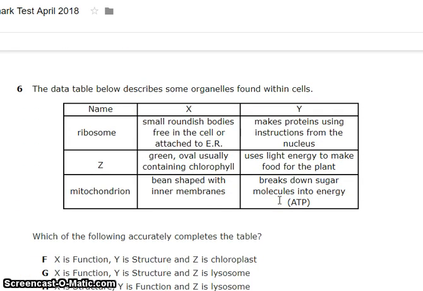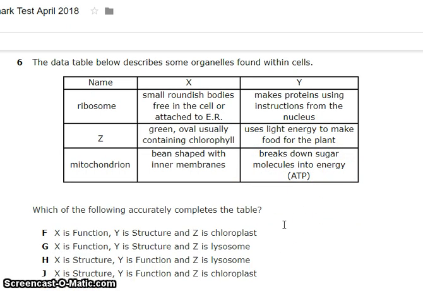Number 6. The data table below describes some organelles found within cells. Names: ribosome, Z, mitochondrion. X: small roundish bodies free in the cell or attached to the ER; green, oval, usually containing chlorophyll; bean-shaped with inner membranes. Y: makes proteins using instructions from the nucleus; uses light energy to make food for the plant; breaks down sugar molecules into energy. Which of the following accurately completes the table?